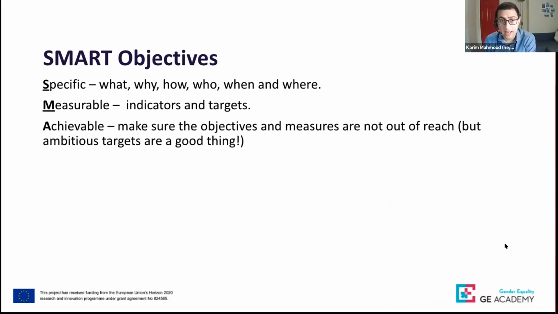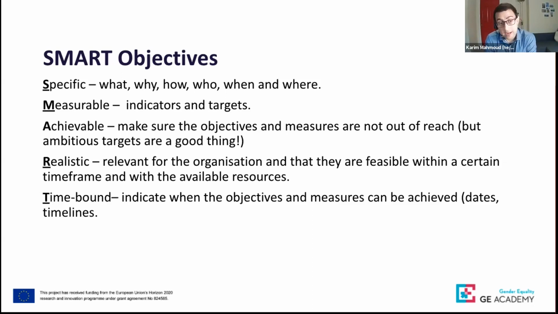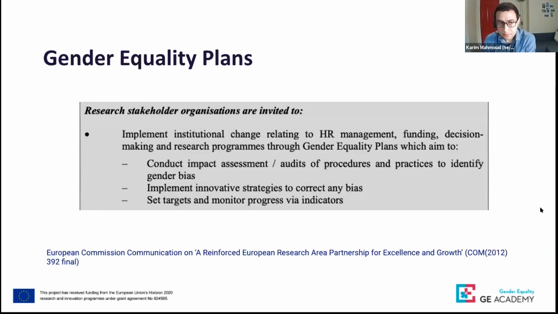It has to be achievable, and that means that it has to actually be feasible to do. You can have ambitious targets, and those are very good, but it shouldn't be completely out of reach. Realistic as well, meaning that it is relevant for your organization and that it can be achieved within the period of time that you've specified. And of course, time bound, meaning that you've set a date and a timeline in order to meet that particular objective. And so we'll take a look at how this gets implemented in real life examples.